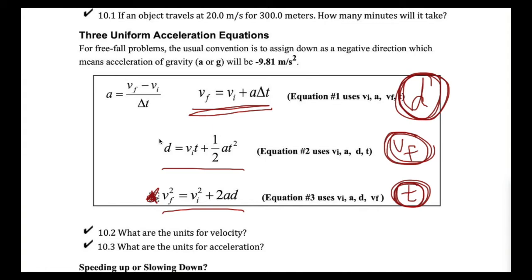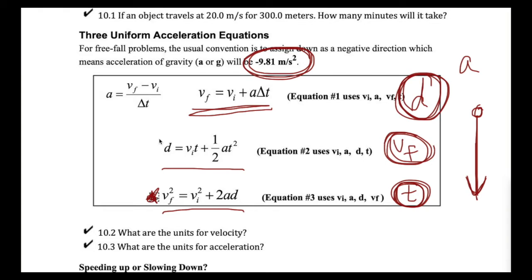Now keep in mind, for free falling problems, if you have something that's just falling downwards, like off a cliff, then we automatically know what the acceleration is. If it's not free fall, it'll have to be given to you in the problem. But if anything is free falling downwards, the acceleration is negative, because down is negative: negative 9.81 meters per second squared. All of these problems we're going to do in MKS, or metric, so meters and seconds.